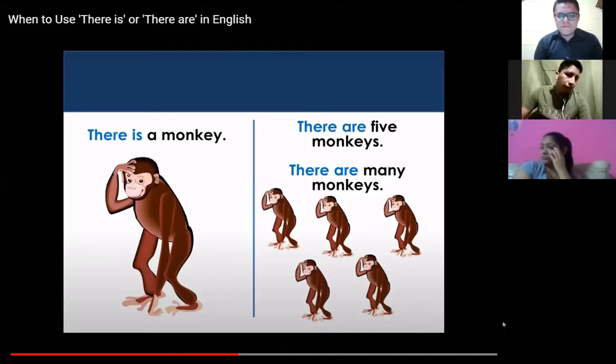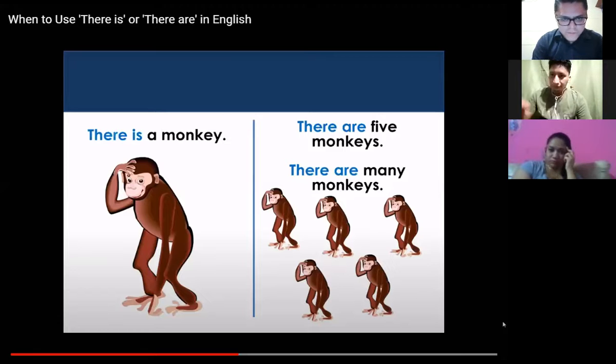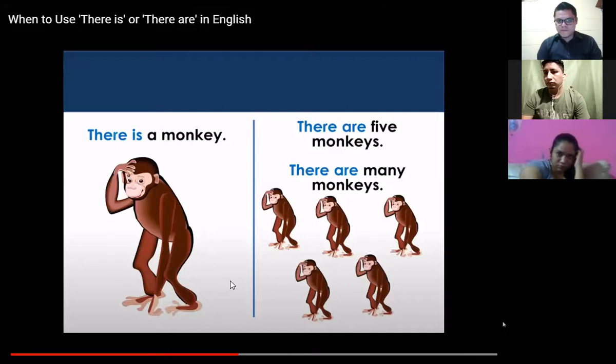But if you have, for example, 2 or 3 apples, you can say there are some apples, if you don't want to specify the number, okay? If you don't want to specify the number, there are some apples.